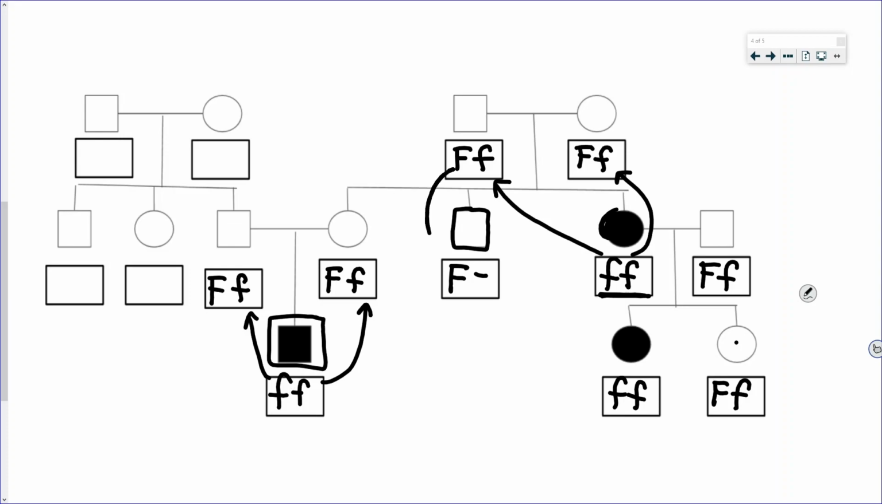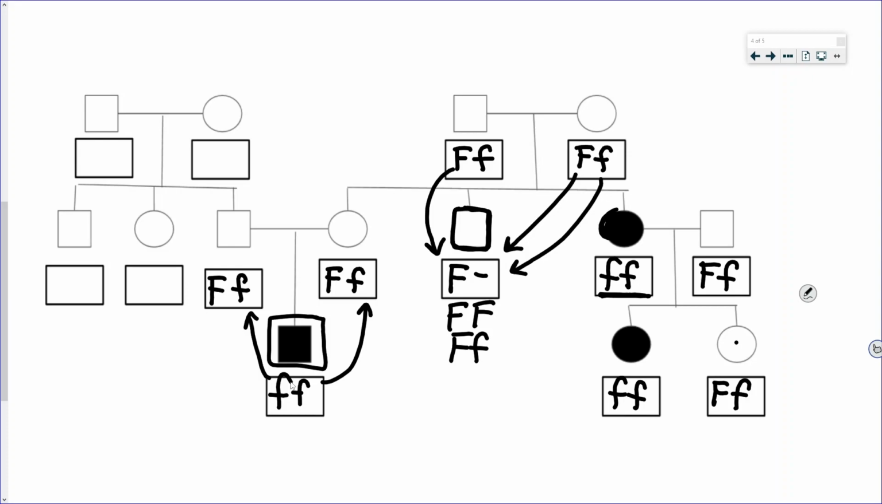Let's say that the dad donated the capital. Now that dad donated the capital, what could mom donate? Well, mom has one capital and one lower. We knew that from the last one that we figured out. So could mom donate the capital? Sure. Could she also have donated the lower and this problem would have worked out? Sure. Because this son does not have any kids, I don't have any further information. So both capital capital and capital lowercase are probable answers. Because I can't tell, I just put the dash.